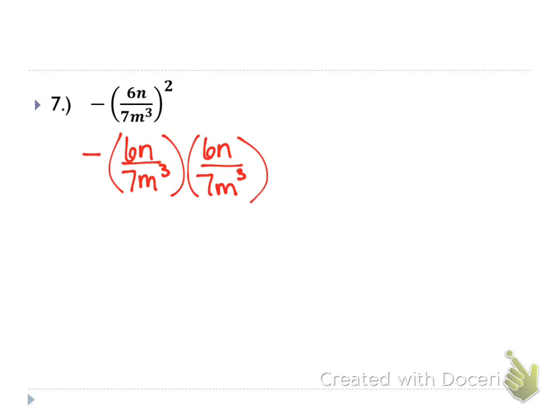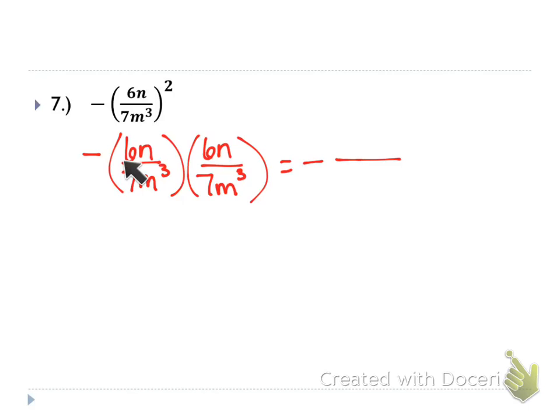Now, this is not the only way to approach this problem, but this is how we've been doing these. Is there anything that we're going to be able to cancel out? No. Okay, the 6's cannot reduce with the 7's. The n's cannot reduce with the m's. So we are going to have to just multiply through. The negative's going to stay out in front.